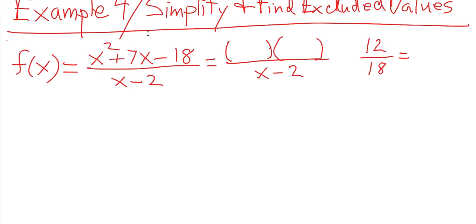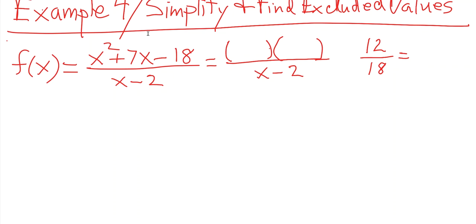Okay, we're ready to go on with example number 4. What we're looking for here is to simplify the expression and then to find any excluded values. In addition, we'll take a look at the graph and see if we can make some sense out of this. So our function is f of x equals x squared plus 7x minus 18, quantity divided by x minus 2.